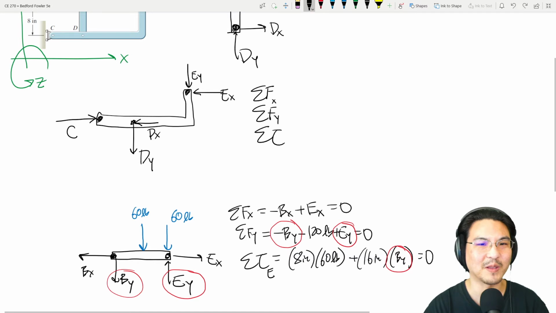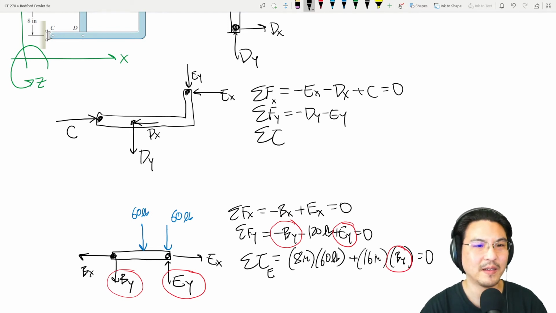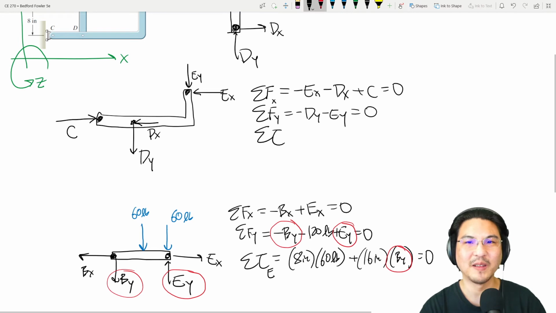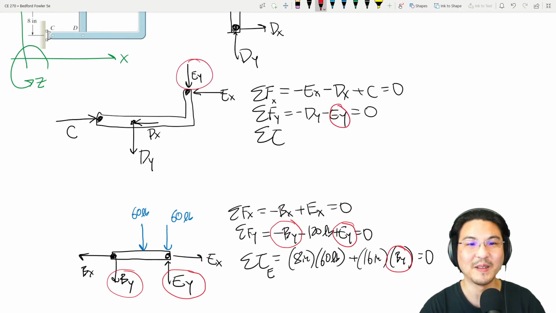So let's go with this one. So in the x direction, negative EX minus DX plus C. Y direction, negative DY minus EY. That's it, equals 0. All right. And let me point out, see here, we already know EY. We already know EY. So we got this already, which means, look at this, you can solve for DY. Done.